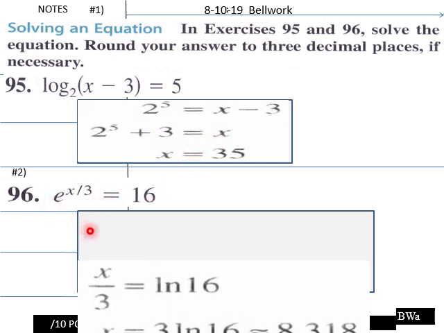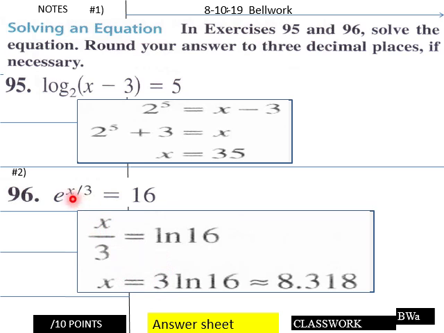And then down here we will use our natural log: e to the x over 3 equals 16, so x over 3 equals natural log 16. This becomes x over 3. X equals 3 natural log 16, which when you crank it out on your calculator becomes 8.318.